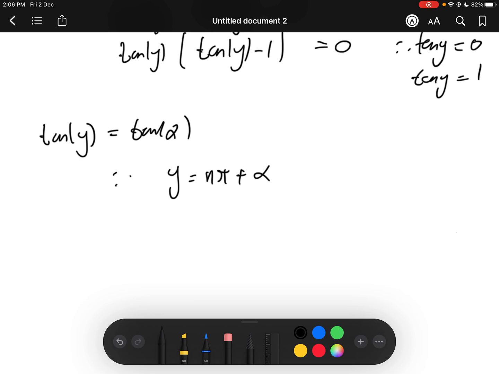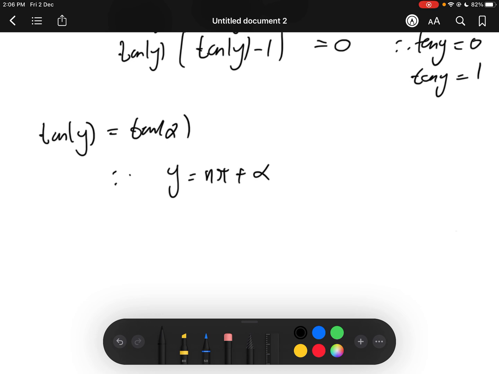So in this case, if we look at tan y equals 0, we can rewrite 0 as tan 0. So we can say tan y equals tan 0. So therefore, alpha is equal to 0. So therefore, in this case, y equals n times pi.